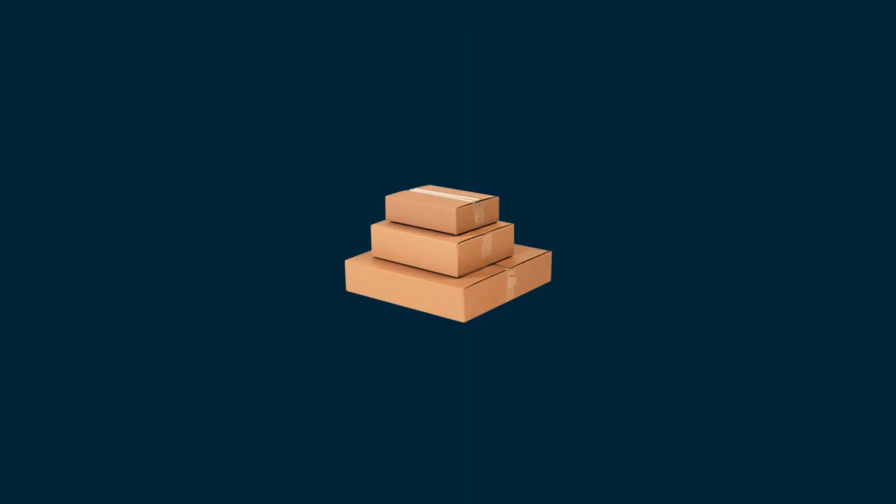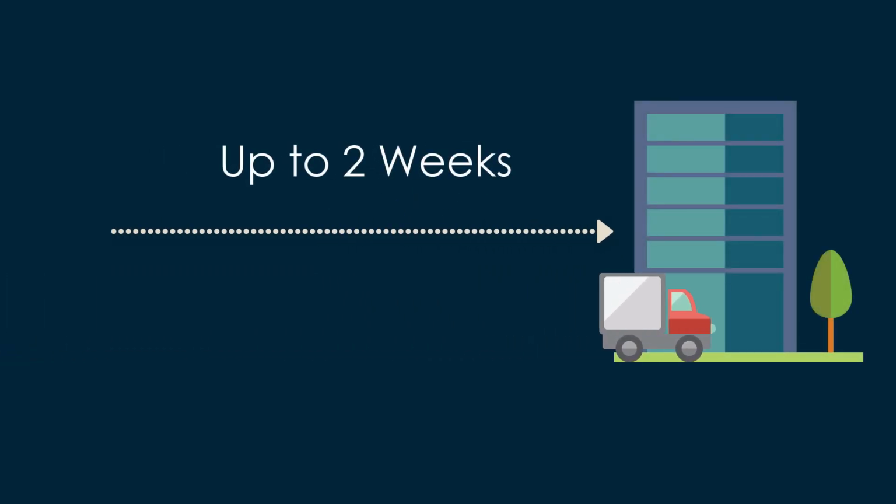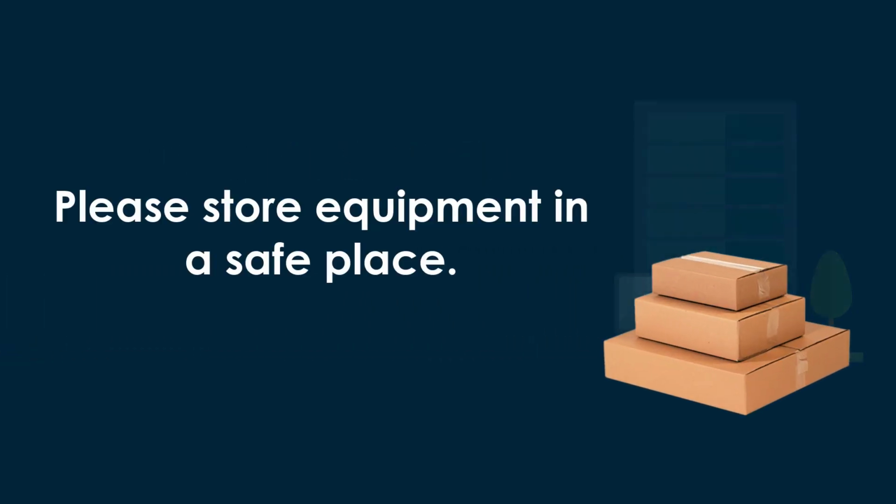Your new equipment order and shipment will take approximately 2 weeks to arrive at your preferred address. It is recommended that you store your shipped equipment in a safe place and contact your CBTS project manager for further instruction, including confirmation of your scheduled install date.